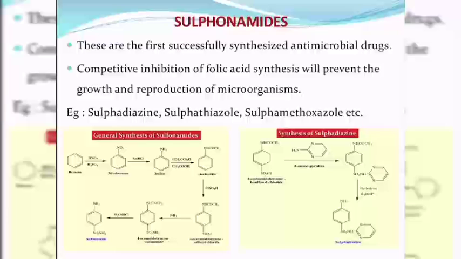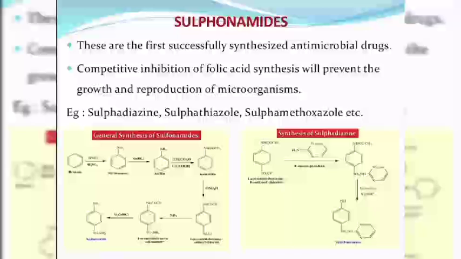Para-aminobenzene sulfonamide, or sulphanilamide, was first synthesized by Gelmo in the year 1908. Now, let us see how we are going to prepare sulphanilamide.